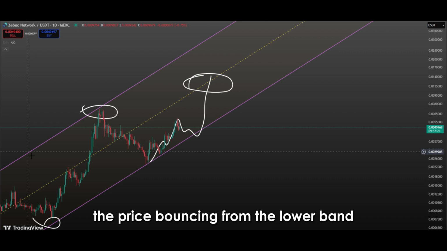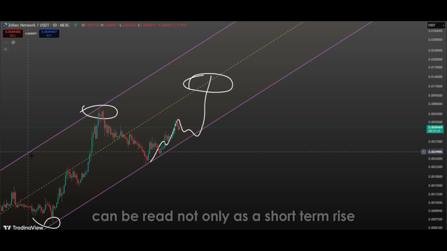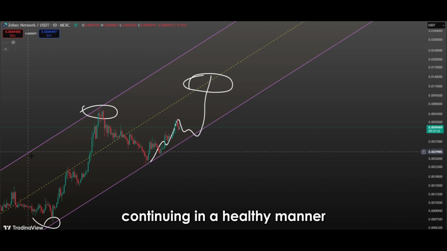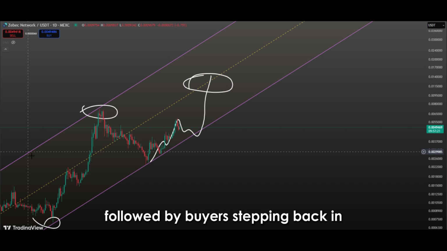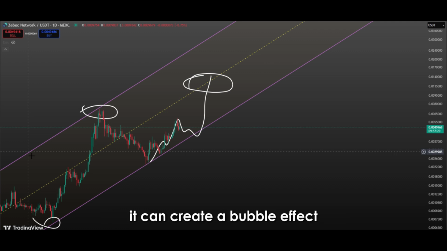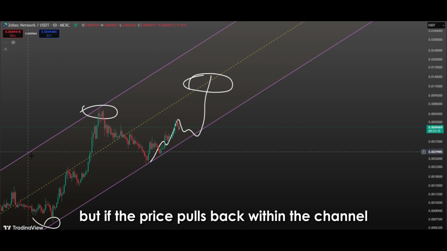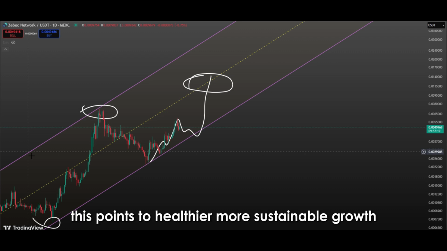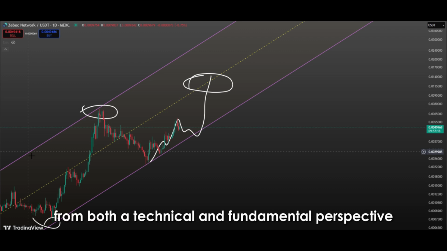The price bouncing from the lower band and heading toward the midline can be read not only as a short-term rise, but also as an indication that the larger time frame trend is continuing in a healthy manner. For a bullish trend to continue sustainably, there must be occasional corrections, followed by buyers stepping back in. If the price keeps rising without pause, it can create a bubble effect, which is not sustainable. But if the price pulls back within the channel to the lower band and then rises again, this points to healthier, more sustainable growth from both a technical and fundamental perspective.